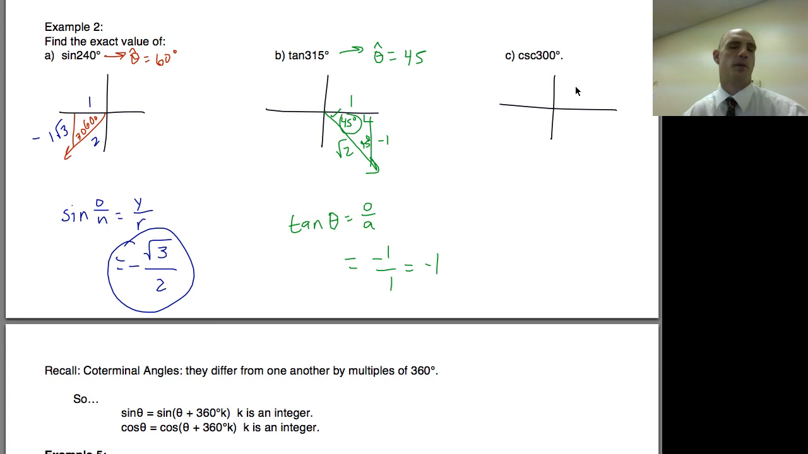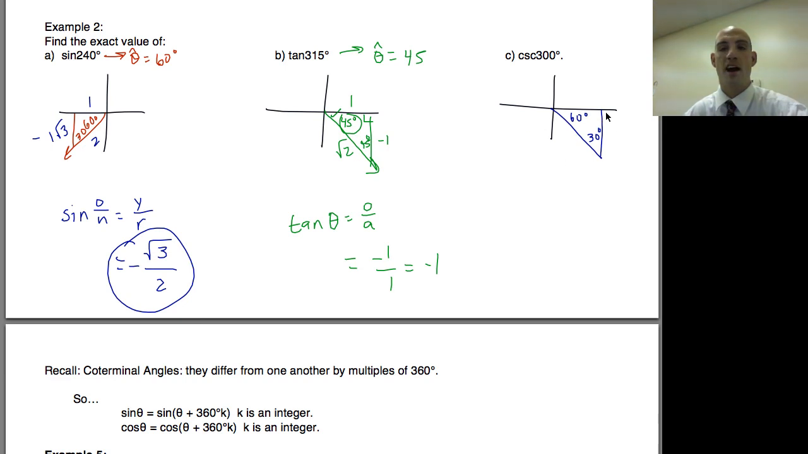Let me help you with this last one. I'll have you finish it, but I'm going to help you out. I want to put in the reference triangle first. And so it's going to go 90, 180, 270. And so when I put this in, I know this has to be another 30, so that means this is going to be 60 here. Okay, so this is 30.